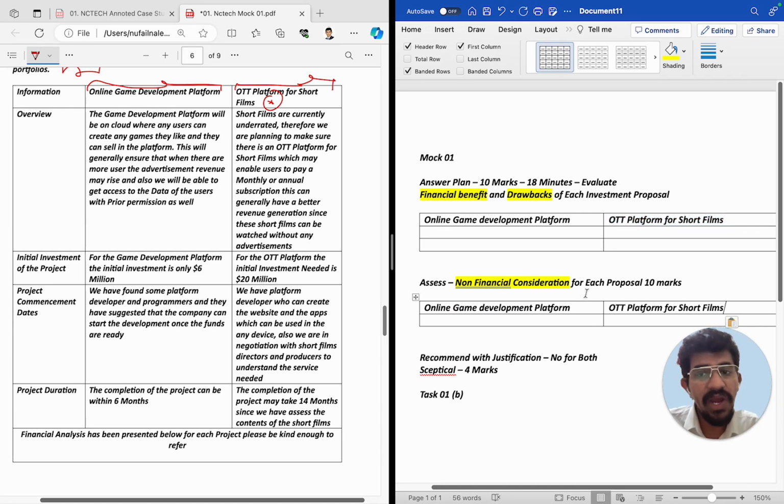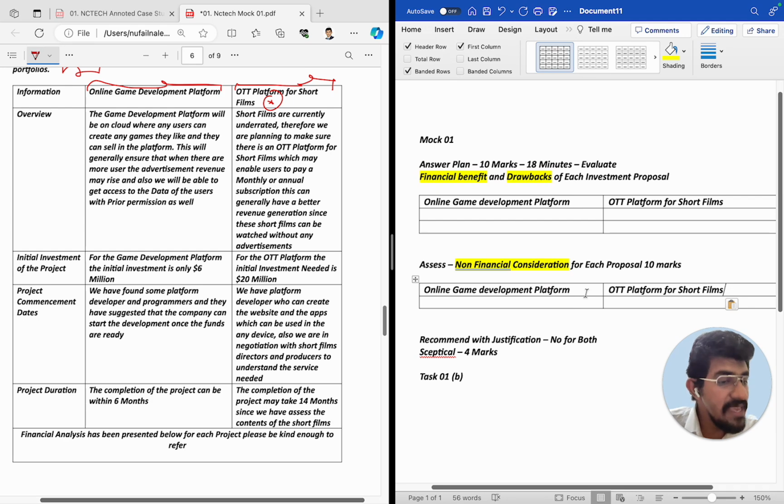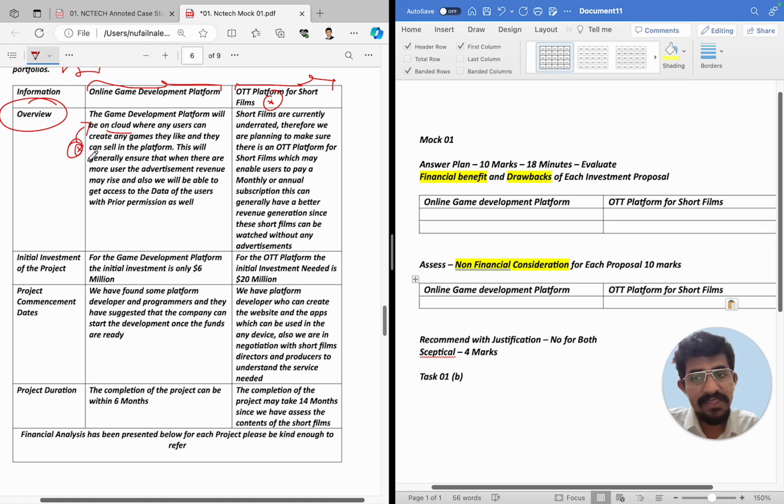And students, definitely one question will come in financial analysis, and it's not hard like you are thinking. It's the most easiest one if you understand the question task properly. Now, students, if you observe in this case, the overview, so they are saying the game development platform will be on cloud. Understand it very well, where any user can create any games they like and they can sell it in the platform. So they can create their own game and they can sell it in the platform. This will generally ensure there are some more users, advertisement revenue may rise, and also we will be able to get access to data of the users, with permission.